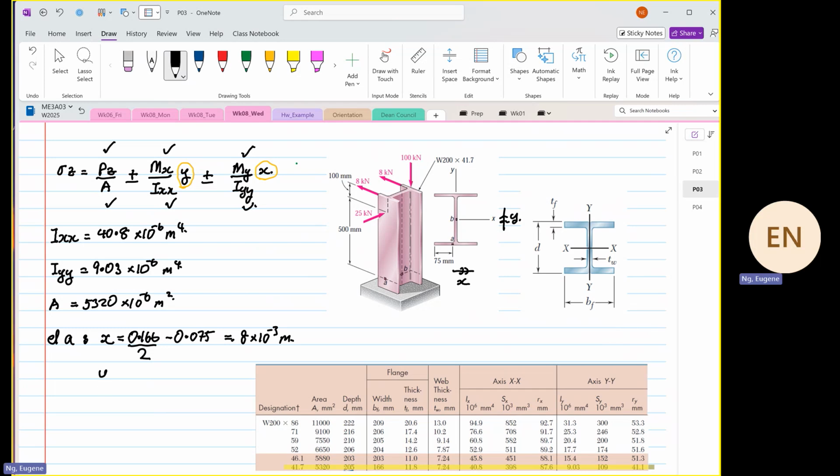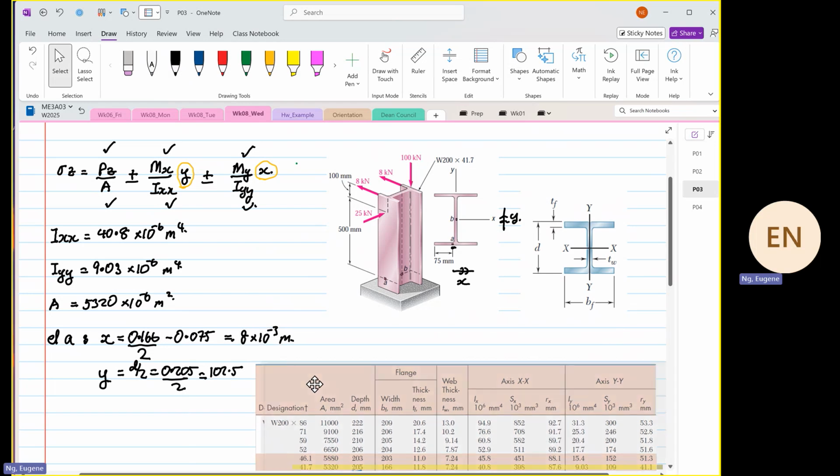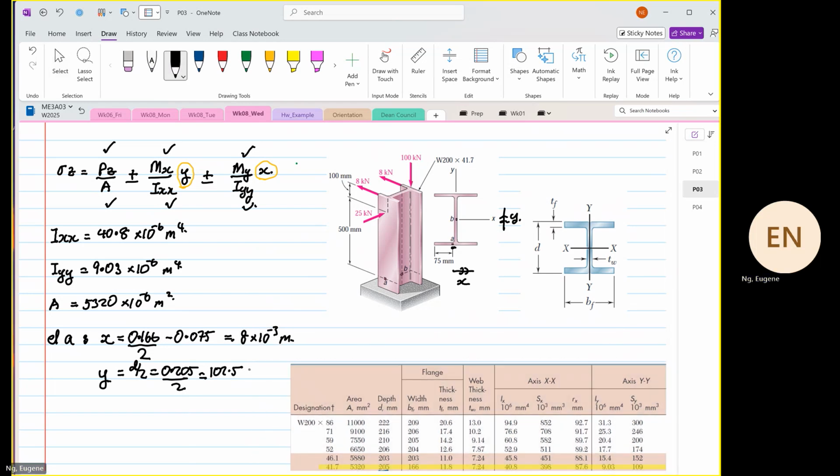Okay. Likewise, we do y. Y is the vertical distance. So at element A, it's exactly at the edge over here. So it's equal to d divided by 2. So d is equal to 0.205. So it's equal to 102.5 times 10 to minus 3 meter. Are we clear?